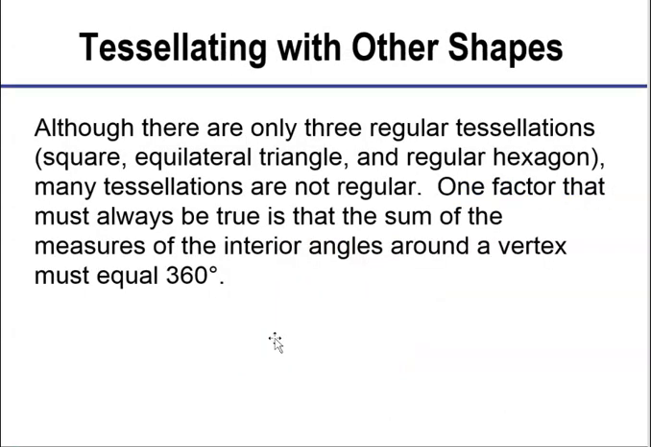Now, what about tessellations with other shapes? Although there are only 3 regular tessellations, a square, an equilateral triangle, and a regular hexagon, many tessellations are not regular. It says one factor that must always be true is that the sum of the measures of the interior angles around a vertex must be 360 degrees. Okay, so that's important. So the sum of the measures of the interior angles around a vertex must be 360 degrees.